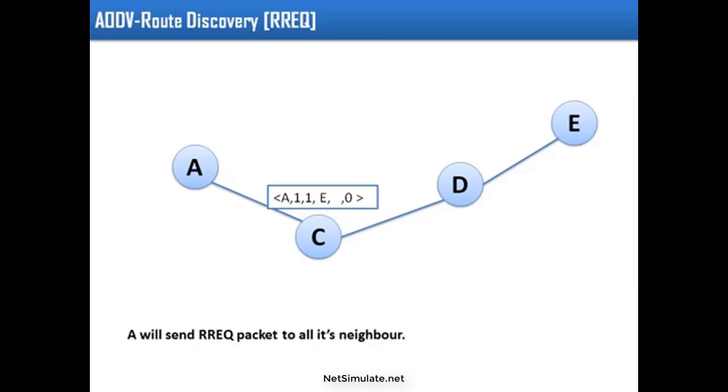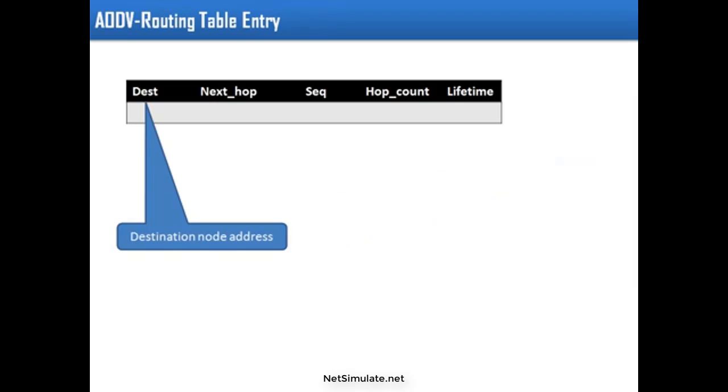Now C does not have any information about node E, so C will broadcast this packet again. Before broadcasting this packet, C will update the hop count, because the hop count is the distance between the current node and the sender. The current node is C and the distance between A and C is 1. So now C will update this packet. Every node maintains this information in a table. In this table we are considering only a few columns here: destination, next hop, sequence number, hop count, and lifetime.